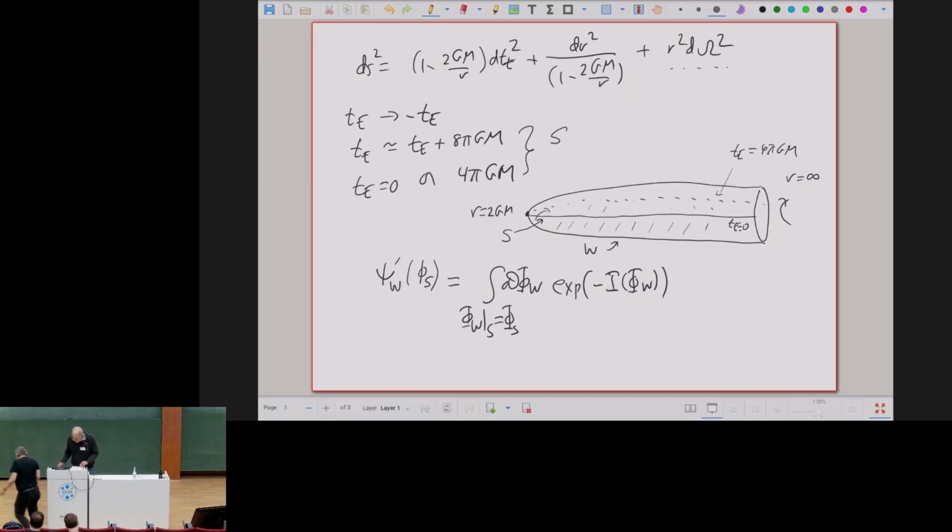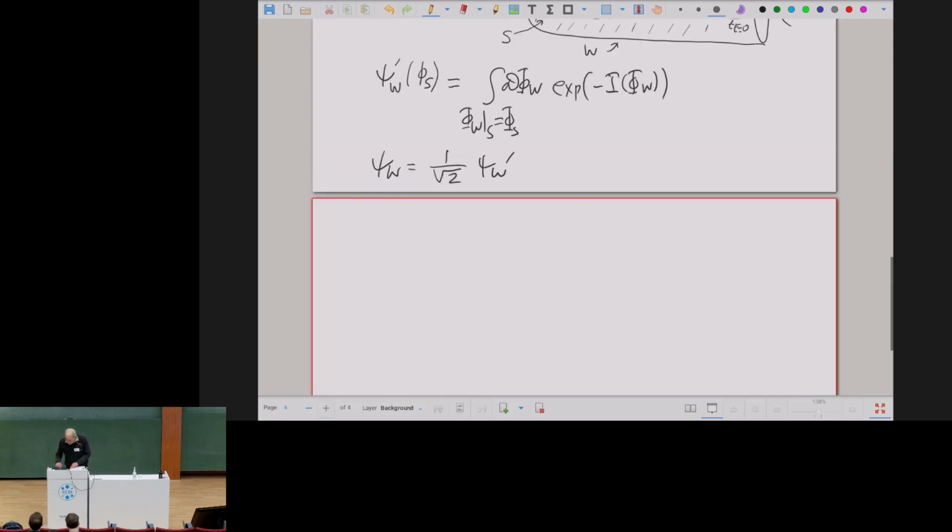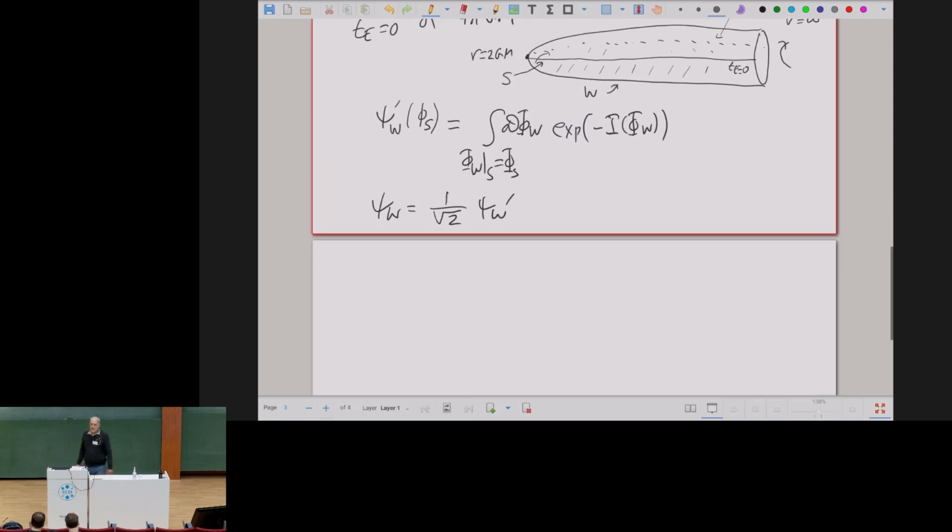Okay. So this was unnormalized. Again, we define a normalized one by dividing by the square root of Z. So this has the property that it is a quantum state. On the other hand, it's not obviously invariant under rotations of the surface. In other words, it's not obviously invariant under translations of t_E because it was defined as the integral over half of the space with boundaries at t equals 0 and 4 pi GM, which aren't invariant under rotations.